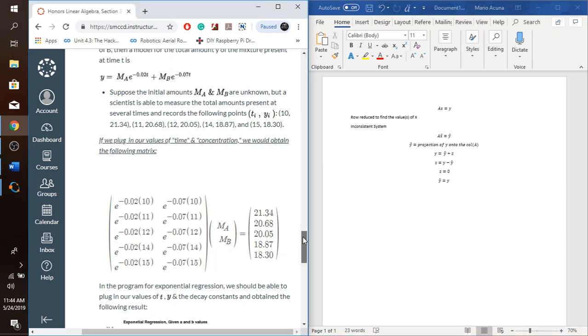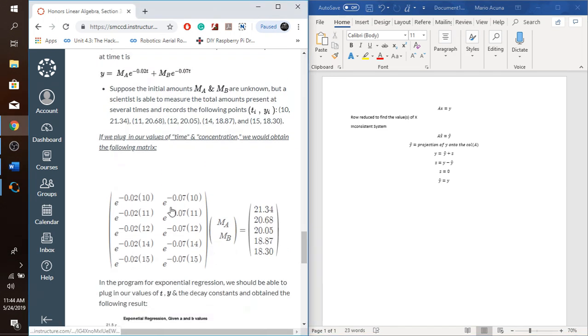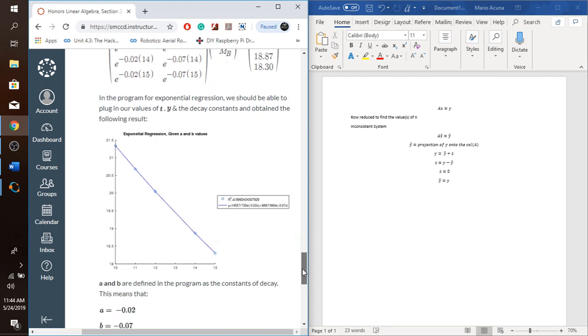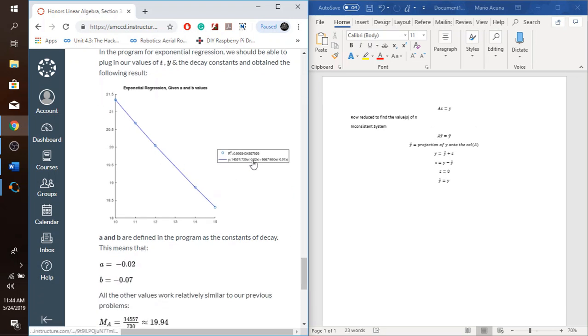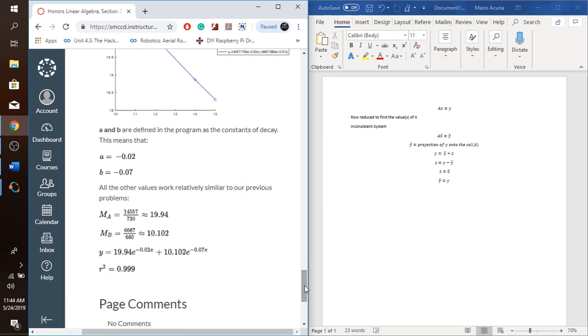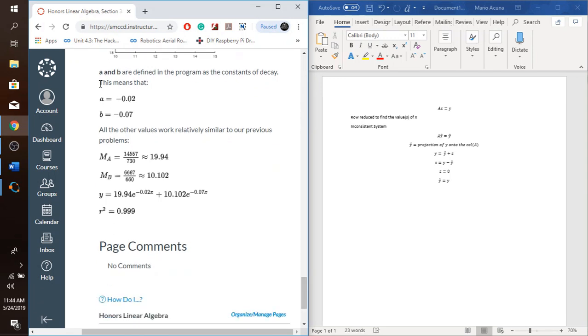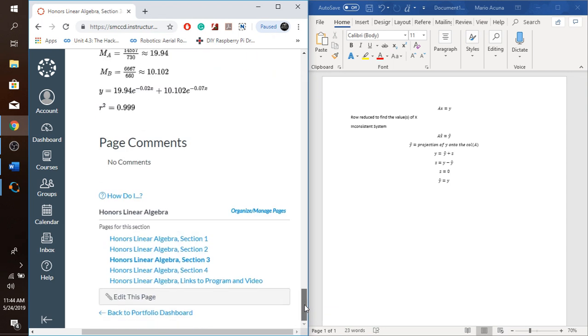And then once you plug it in, you see it generates this matrix, similar to this, and so forth. For this program, I got this type of line. This one was almost perfect. It was not that far from true. As I said, a and b are defined in the program as the constant of decay. Well, on this type of program they are defined as constant decay, but on the other programs they are defined as the growth values. So they ask you for the value of a and the value of b, as I said before.